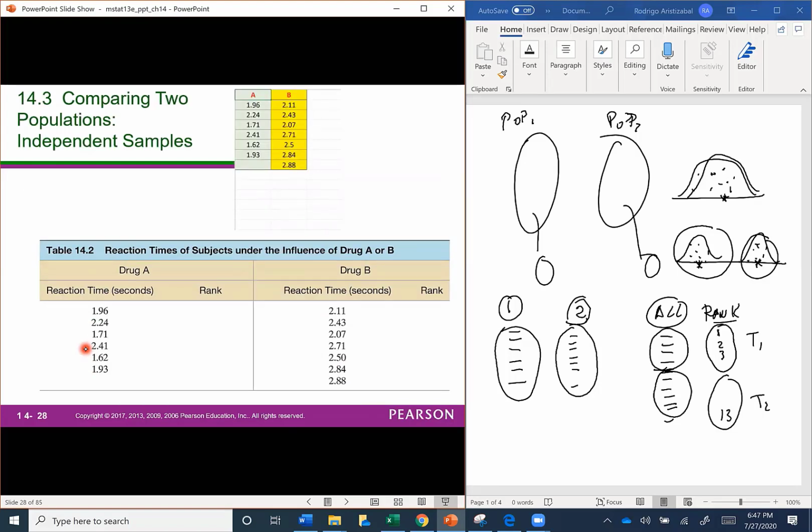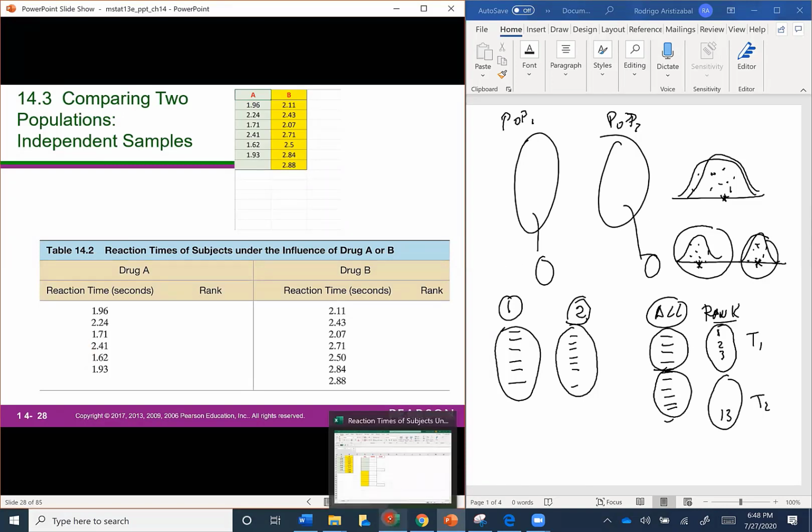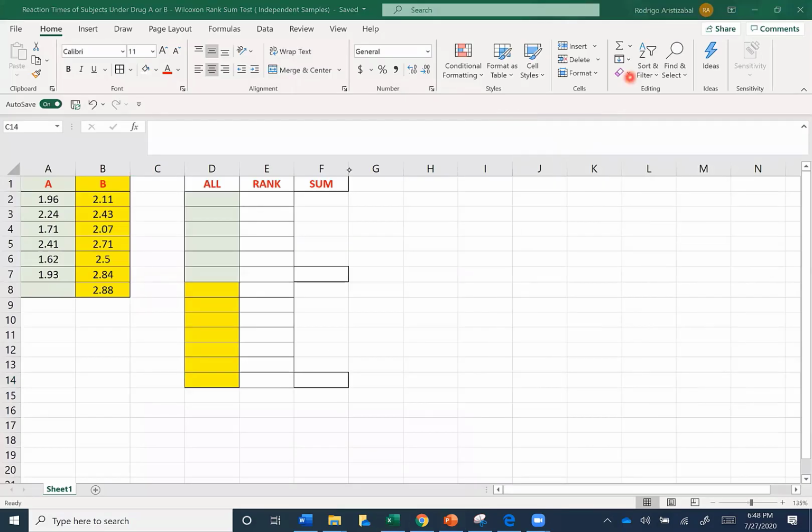First of all, we can work this problem in Excel, and I recommend you use Excel. Let's open this problem in Excel. In Excel, we have this situation. We have the data here, samples A, samples B, drug A, drug B, that is the reaction time for each drug. If we want to consider all of these values as only one sample, let's copy all of these numbers, Control C, and paste here, and let's copy all of these other values, Control C and Control V. Let's consider all of these values as only one sample, and let's rank all of these numbers.